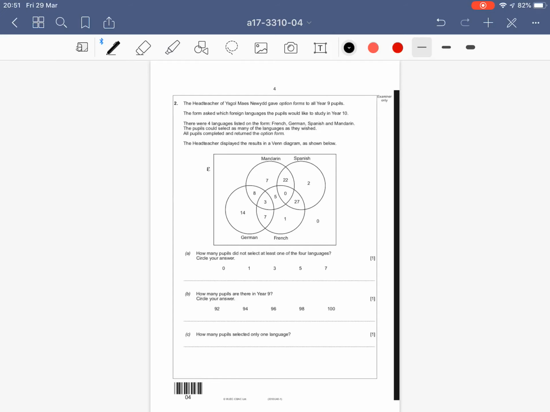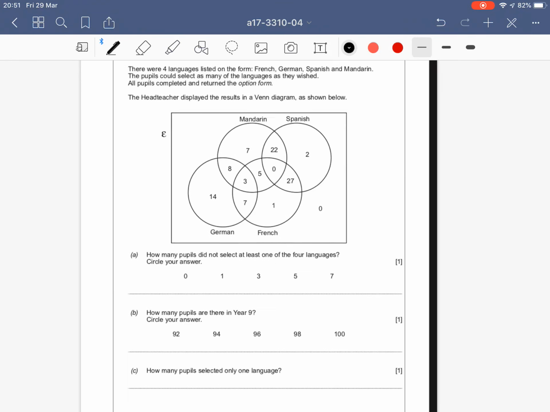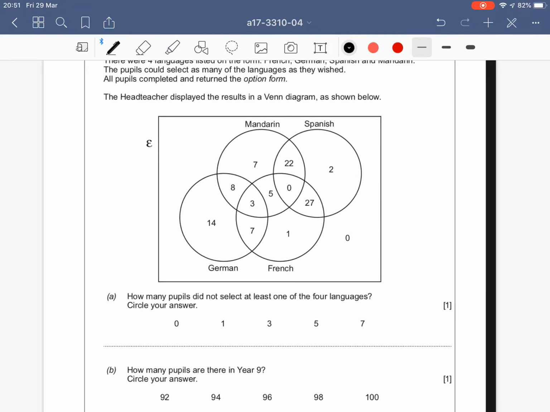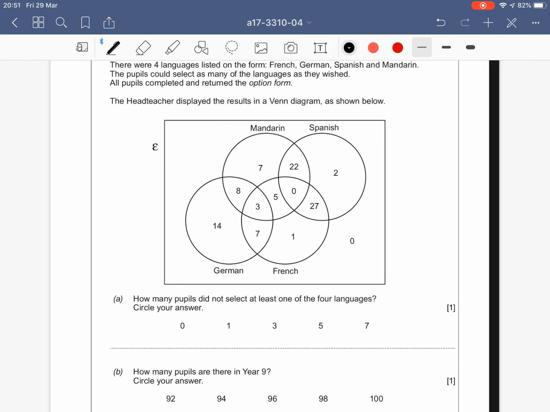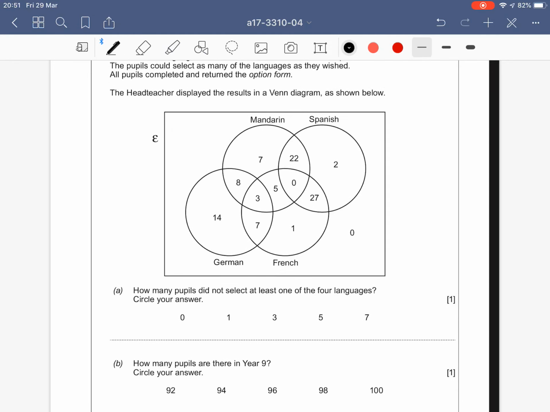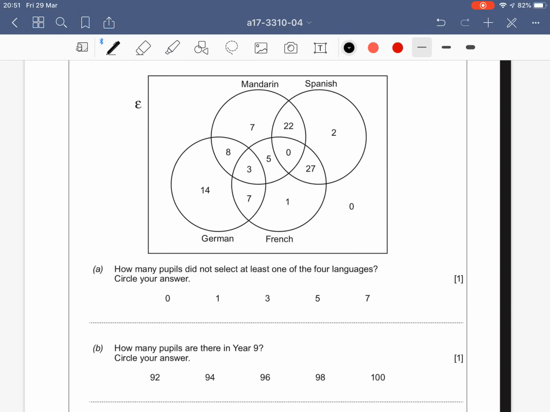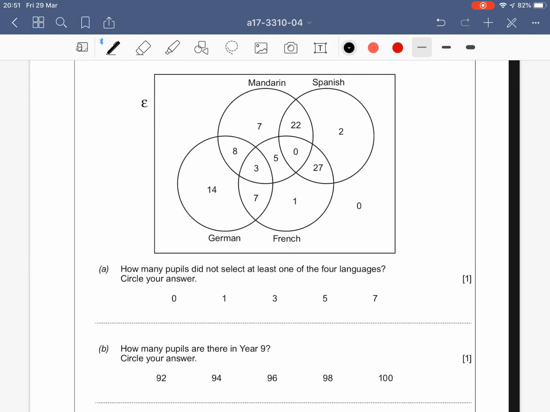Okay, question 2. The head teacher of the school asks Year 9 about options. They're choosing from 4 languages: Mandarin, Spanish, French and German. A Venn diagram displays all the information. So they've asked kids what language they would choose, and they've put their data into a Venn diagram. How many pupils did not select at least one of the 4 languages? Circle your answer.